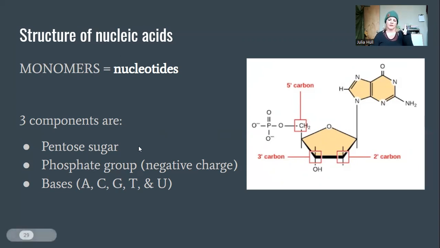Okay, so we got our sugar, we got our phosphate, and now we need a base. And so that can be what you might have heard referred to as our A's, C's, G's. And then if we're talking about RNA, we have a U instead of a T. And that is shown here attached to carbon 1. And right here we have one of our, that's our base. Okay.